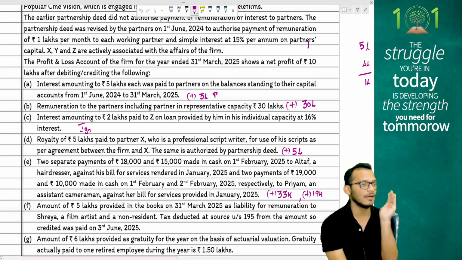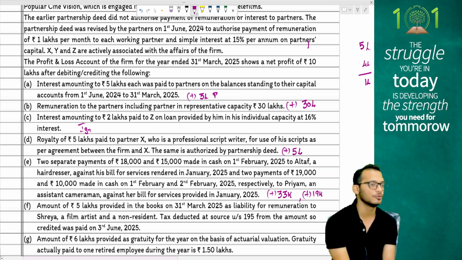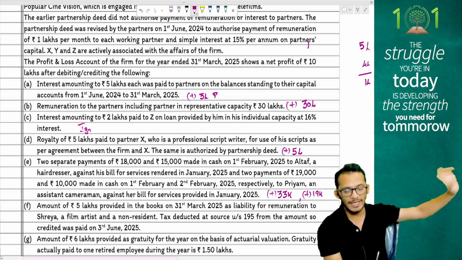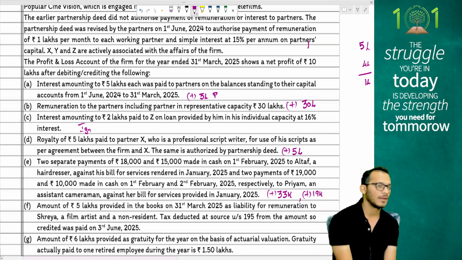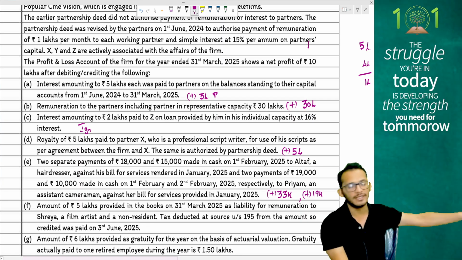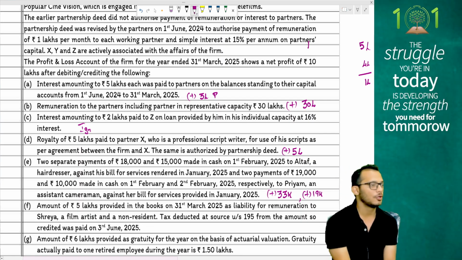Up to 10,000 is allowed, people. Anything more than 10,000 has an issue. So 19,000 will get disallowed, but the 10,000 will be allowed as a deduction. So which means totally I have to disallow 33 plus 19, which is 52. Agreed.